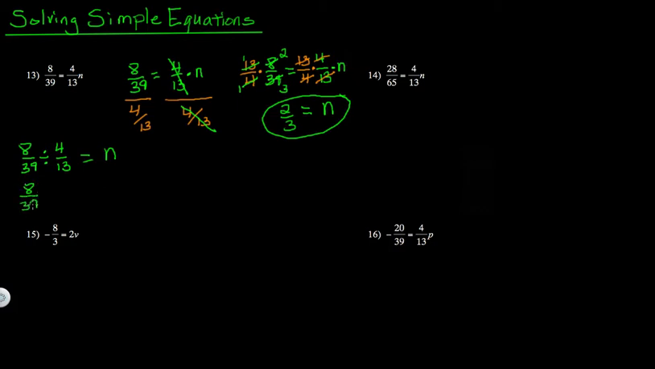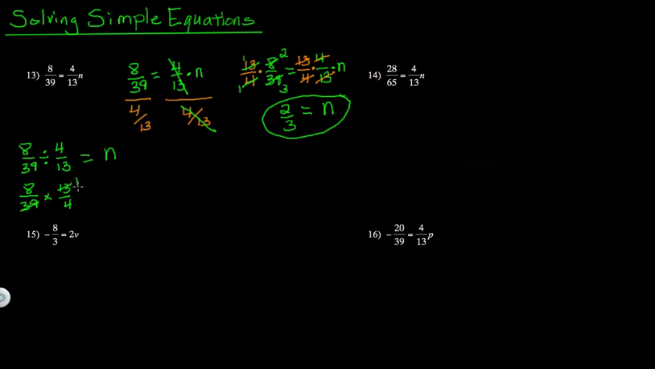That's 8/39. Change division to multiplication and flip it. Multiply by the reciprocal of 4/13, which is 13/4. So essentially, we end up with the same thing. So the 13 goes into 39.